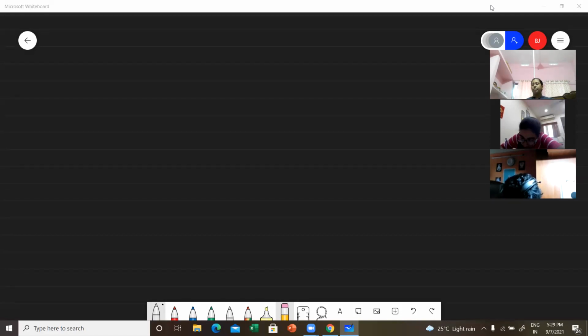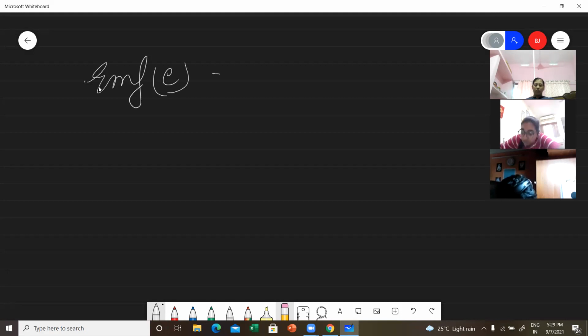Fine. Second point. The magnitude of the induced EMF or current is directly proportional to d phi upon dt. That means EMF is denoted by E, which is equal to d phi upon dt.